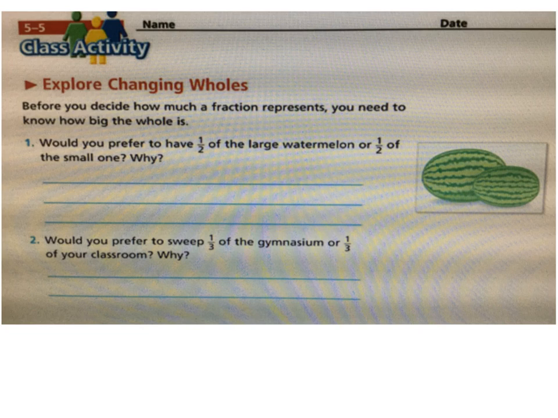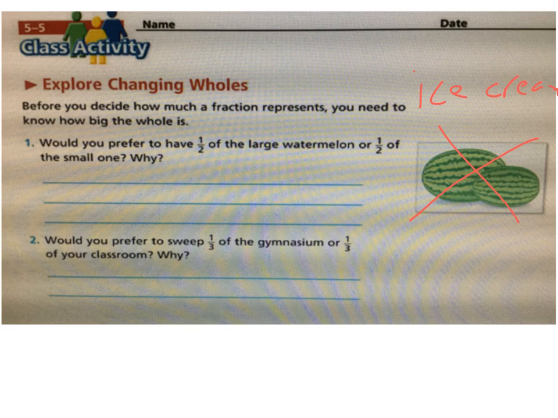They're worth half of something, but that half can be a different amount. Would you prefer to have half of a large watermelon or half of the small one? Well, forget the watermelon. Let's change this to ice cream. Would you like to have half of a large bowl of ice cream or half of a small bowl of ice cream? Well, of course, I'd like to have half of a large bowl because that's more ice cream. Even though both are 1/2 of something, 1/2 of something larger is more than 1/2 of something smaller.